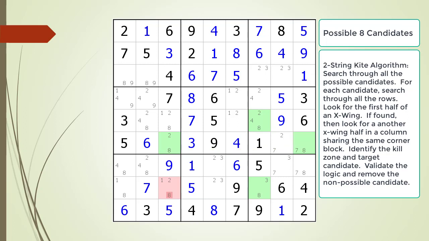As you have seen, all four scenarios resulted in our non-possible candidate in cell 8,3 being destroyed. We remove the non-possible candidate from cell 8,3. This may seem like a lot of work to eliminate just one possible candidate, but many times this is all it takes to blast through the rest of the puzzle.